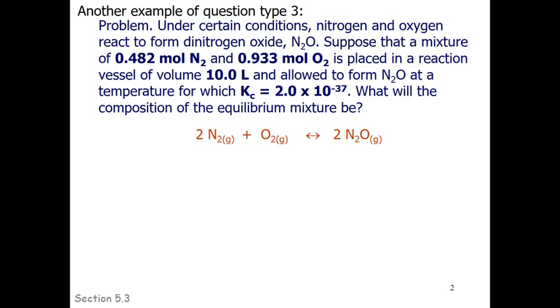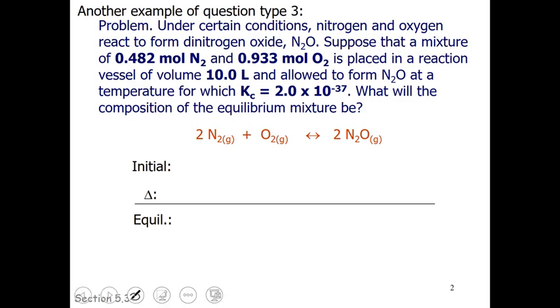So, of course, the first thing we need to do is start with a balanced reaction so that we know the stoichiometry. And now we will fill out our reaction table. Since we are given Kc, which is in units of molar, and I have moles and liters of material, it makes sense to do my reaction table in units of molar. So when I fill out my initial, you notice that I take 0.482 and divide by 10 in order to get 0.0482. And I do the same with oxygen, and initially we have no product.